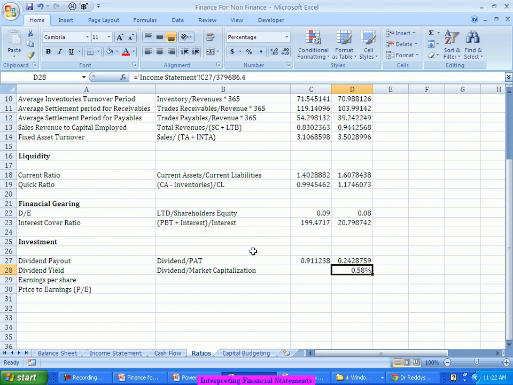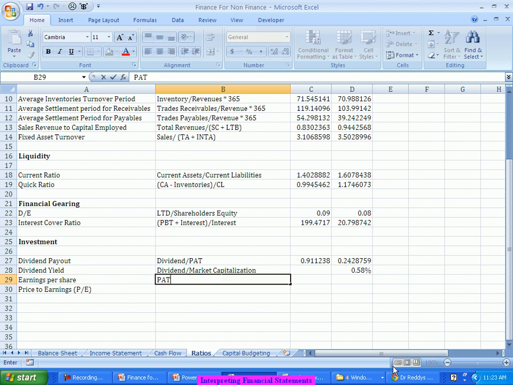Then the most important thing which people look at is earnings per share, which is nothing but PAT divided by number of shares. Per share, how much profit is the company generating? Because only that's the max you can be given. Right? Per share, how much profit did the company generate? Which is nothing but PAT divided by number of shares.